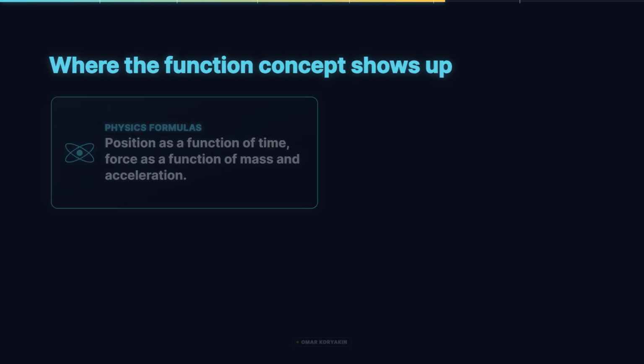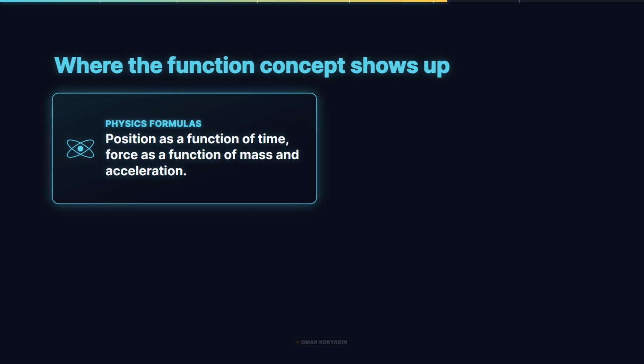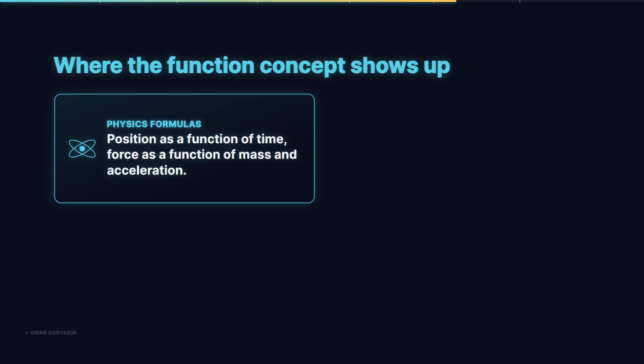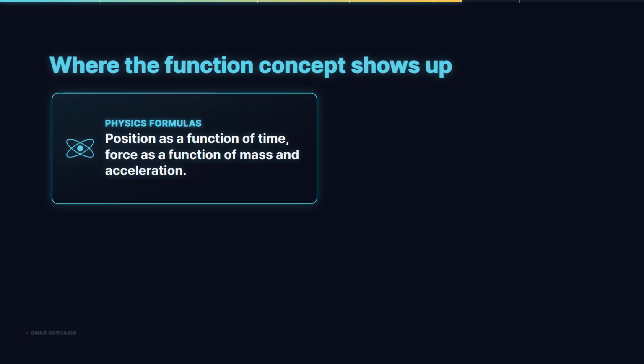The function concept is one of the most universal ideas in all of mathematics, science, engineering, and computing because almost every meaningful relationship between two quantities can be expressed as a function. Four broad sectors below. In physics, every formula is implicitly a function. Position as a function of time describes how an object moves. Force as a function of mass and acceleration is Newton's second law. Energy as a function of velocity is kinetic energy. The function notation we will cover in the next lesson makes the input-output structure explicit, but the concept is already present in every physics formula you have ever seen.